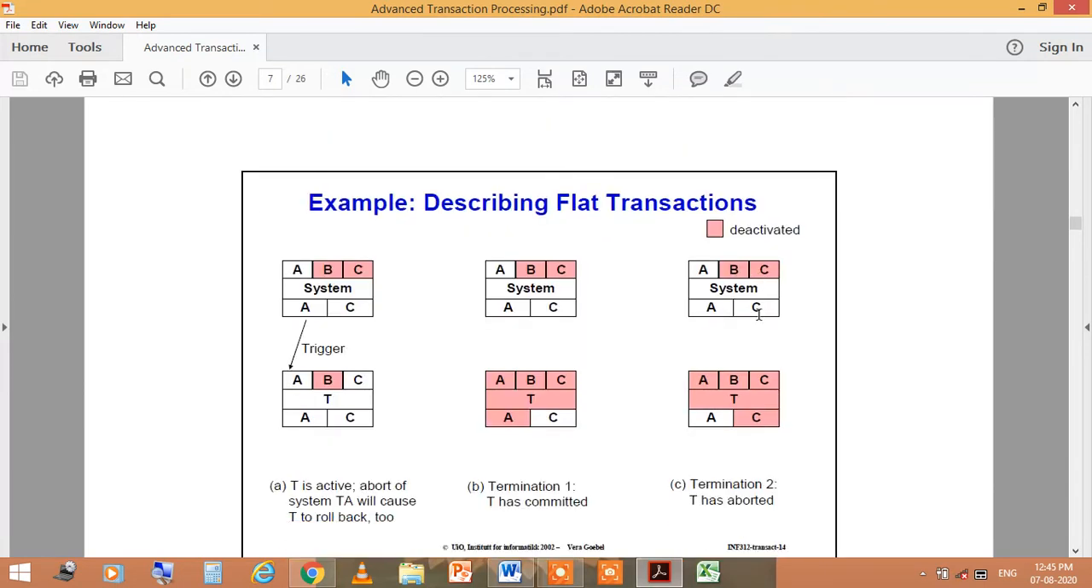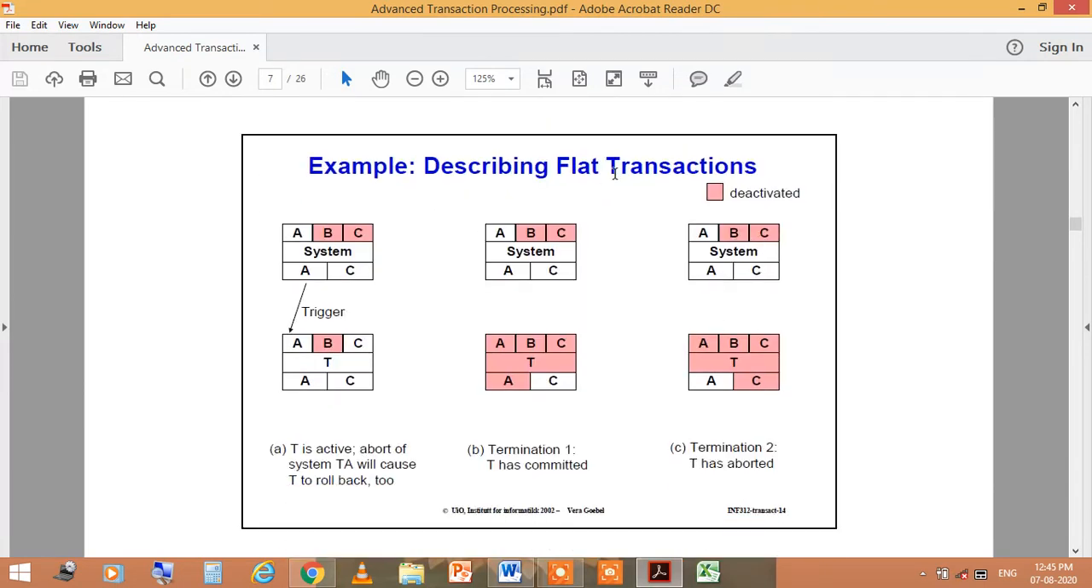Okay, so look at this example. This describes the flat transitions. I have already discussed this type of diagram in the previous videos, about the states like abort, begin, null, commit, rollback. In this you see there is a system and A is triggered, meaning transaction T is active and the system aborts T. This will cause T to roll back.